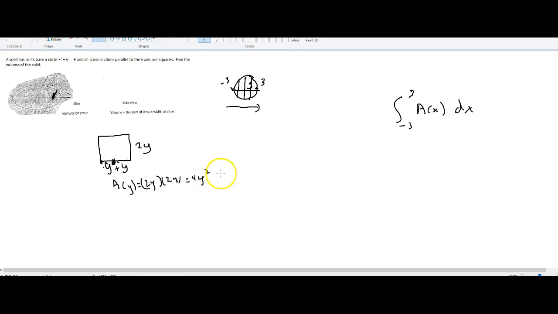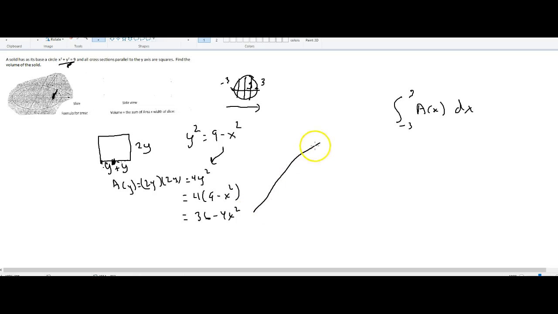Now, unfortunately, I can't use y because I'm going to do it in terms of x. So I need an equation that relates x and y. What would that be? Here's an equation right here with a y squared already built into it, and that is y squared equals 9 minus x squared. And as such, I can simply replace that right here, and I get 4 times 9 minus x squared, which is 36 minus 4x squared.